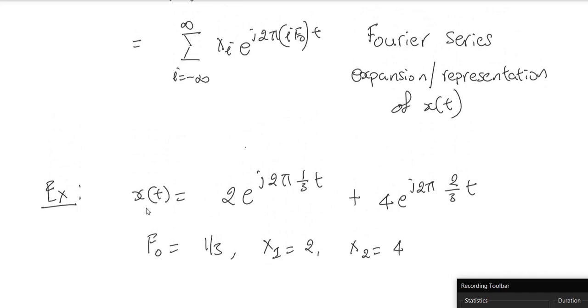This was a simple example where the signal itself is given as a weighted combination of your basis signals. So that is why we could directly read out what the coefficients were. What if the signal is not given like this?